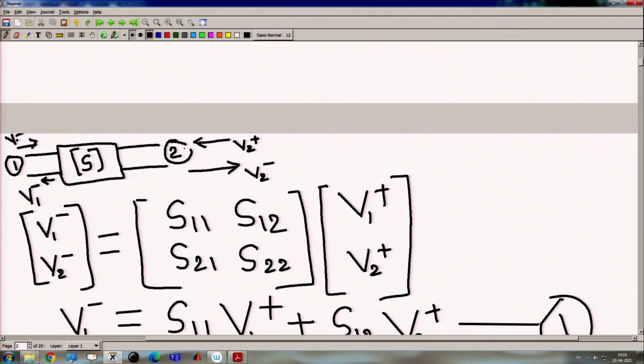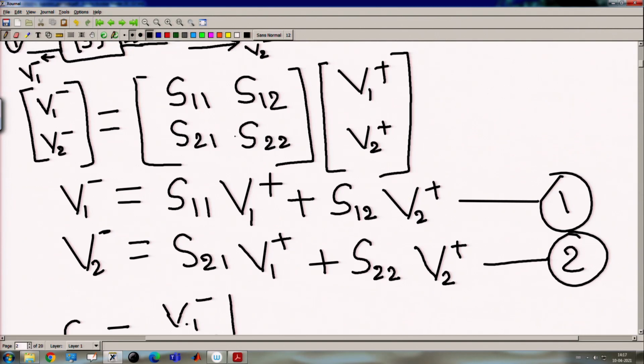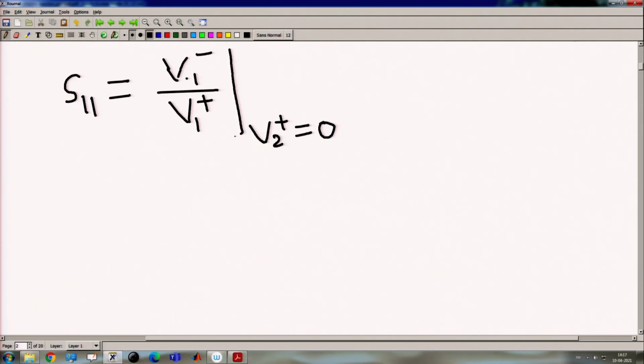How is this possible? V2 plus is going through port 2 and V2 minus is coming out. When we terminate port 2 with a matched load, we can measure the S parameter in a vector network analyzer, where the input impedance is 50 ohm. So to make V2 plus equal to 0, port 2 can be terminated with a matched load.